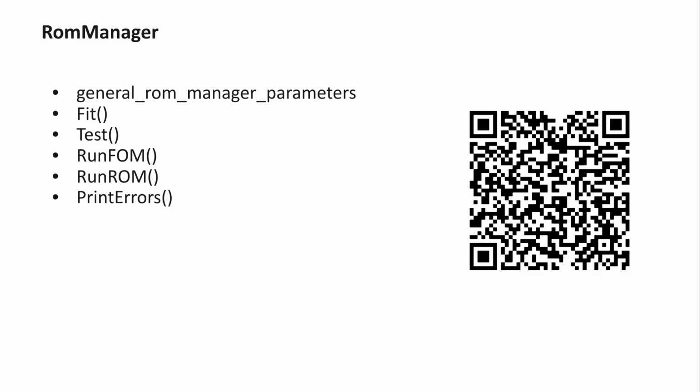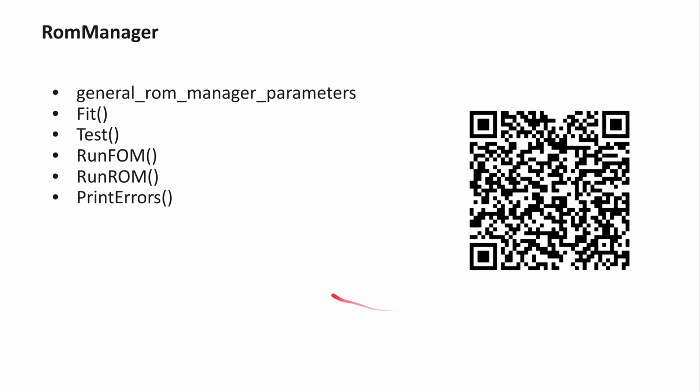In today's video, we are going to see how to use the ROM Manager class from Kratos Multiphysics. In particular, these general ROM Manager parameters, this is a Kratos parameters object that will contain all of the settings of the training and testing of the simulation. And we will call the fit, test, ROM, and print errors methods. So these are the methods. This is what we're going to be covering in this tutorial from the ROM Manager.